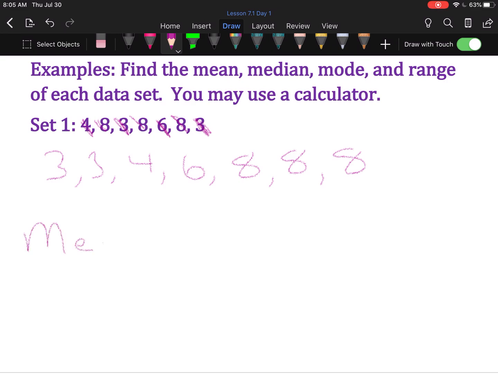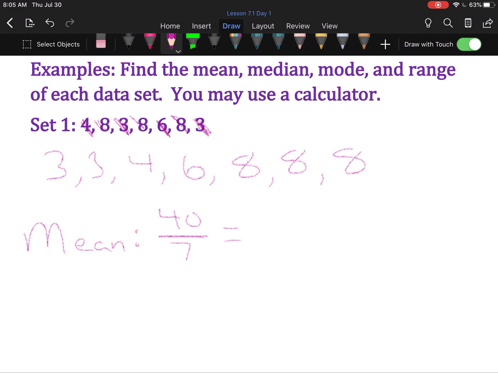Now, we're asked to find the mean. To get the mean, we're going to add all of these numbers. And you have a calculator, but I'm going to say it out loud. 3 plus 3 is 6, plus 4 is 10, plus 6 is 16, plus 8 is 24, plus 8 is 32, plus 8 is 40. And we divide by how many numbers there are, which we already know is 7 from figuring out if I got all of them. So we have to do 40 divided by 7.